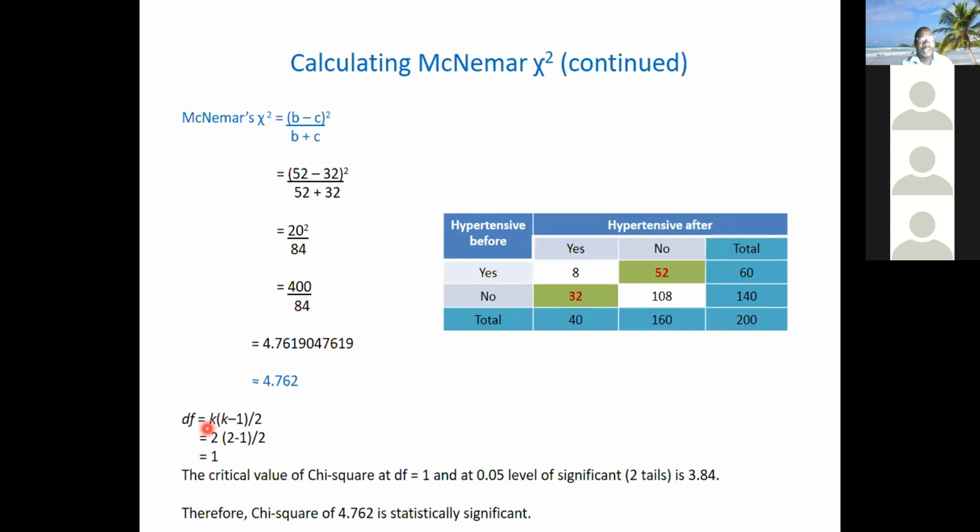Now, just leave this degree of freedom because you don't understand it now. When we get to the next one, I've already told you anyway. Just leave this calculation, but it's 1. It's K minus 1 over 2, where K is the number of categories. Then the critical value of chi-square, as I've already said, is 3.84. Therefore, this one is statistically significant.